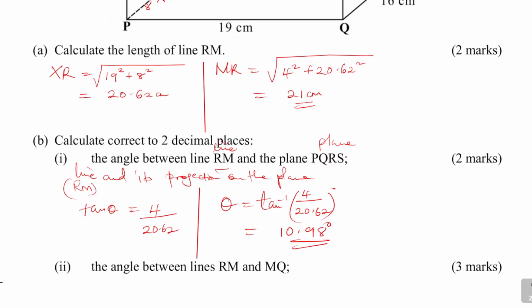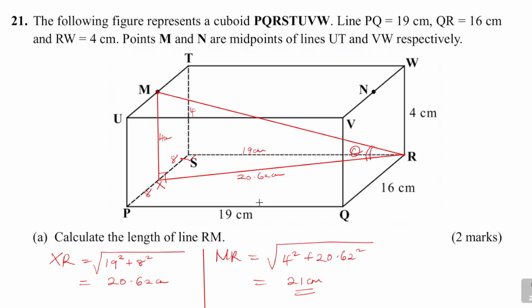So that is how you get the angle between a line and a plane. And the line in this case is RM, the plane is PQRS. And you get that angle by getting the angle between that line, that is RM, and its projection on that plane. And the plane here is PQRS. We go to part 2. The angle between lines RM and MQ.